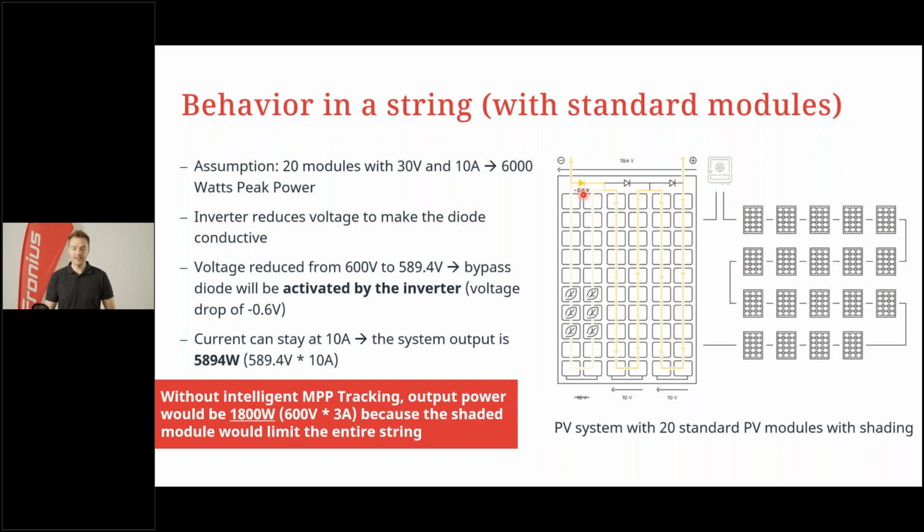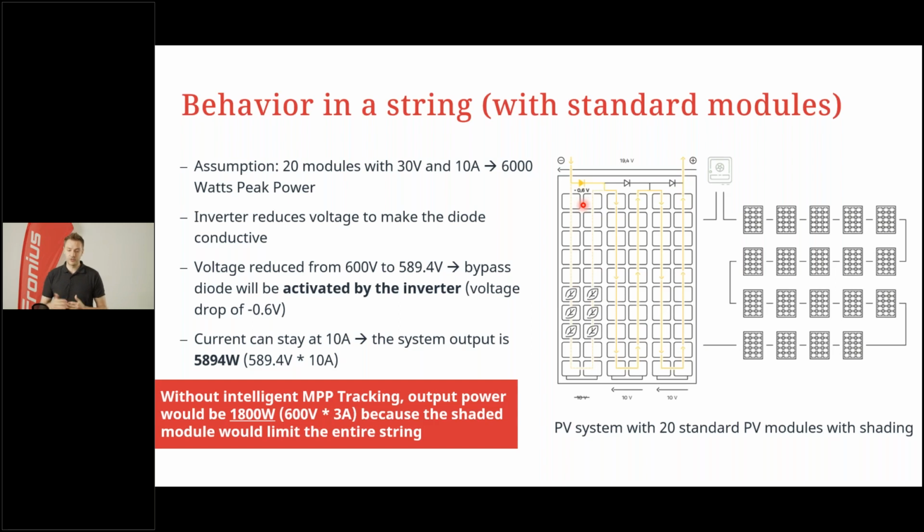The huge advantage, of course, is that the current can stay at 10 amps, so full current again, because it flows through this bypass diode, and the system output then stays at 5,894 watts. So you just lose this one cell string because of the intelligent MPP tracking. If you would have no MPP tracking, then no bypass diode would become conductive. As I said, it's a passive component.